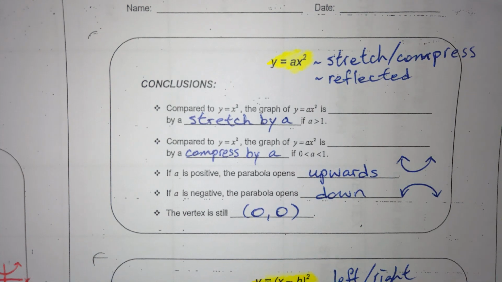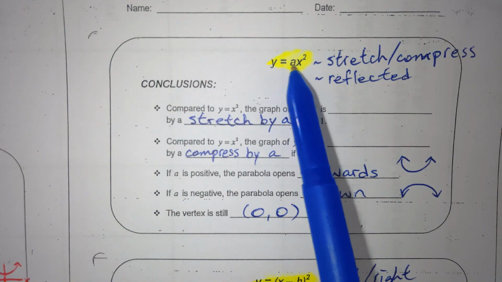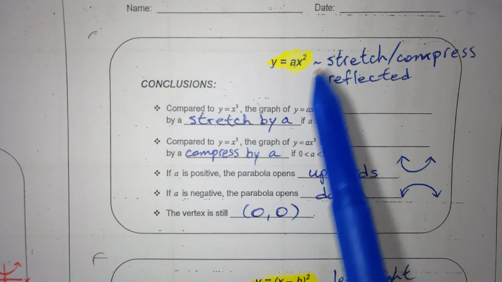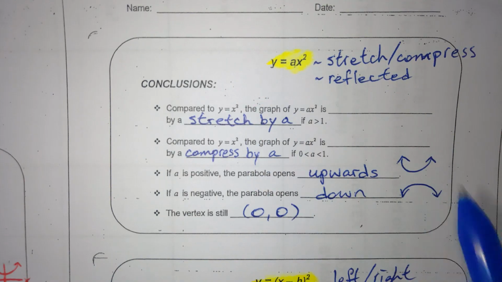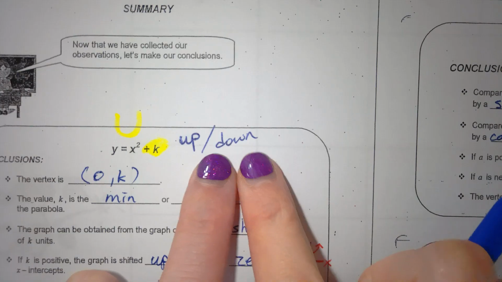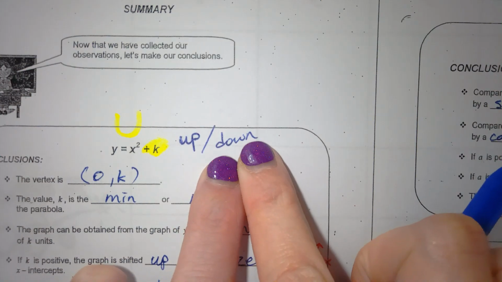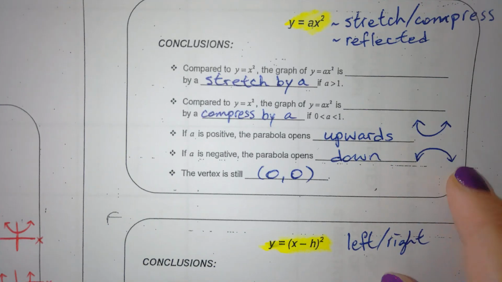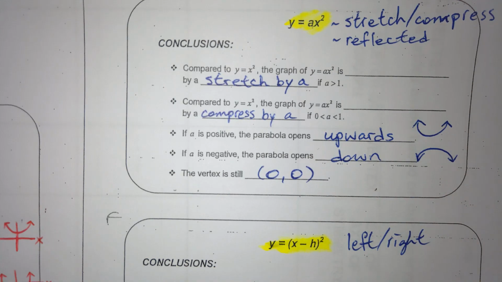The only way for your parabola to be upside down is if there's a negative in front. The plus or minus afterwards or inside the bracket doesn't make it upside down. So make sure you don't mix it up. This is shifting the whole graph down. This is the graph being upside down.